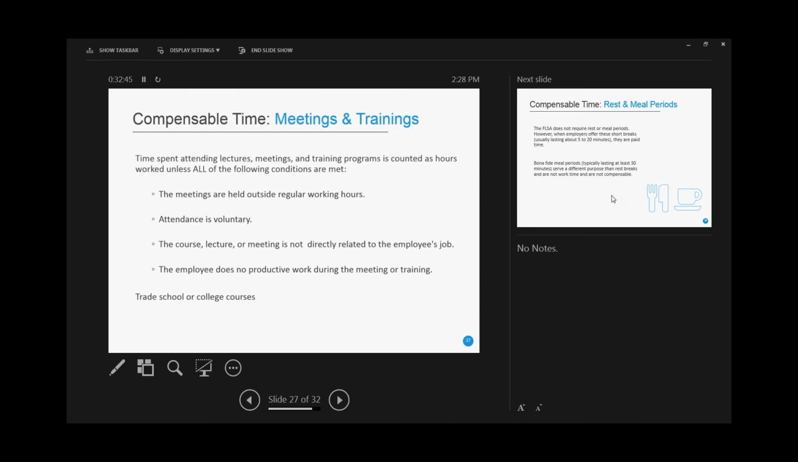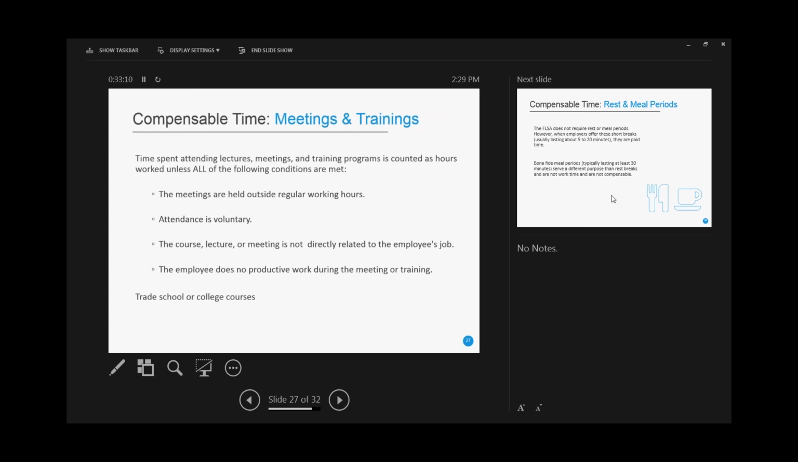So compensable time with meetings and training: time spent attending lectures, meetings, and training programs is counted as hours worked unless all of the following conditions are met. The meetings are held outside of regular hours. Attendance is voluntary. The course, lecture, or meeting is not directly related to the employee's job, and the employee does no productive work during the meeting or training.